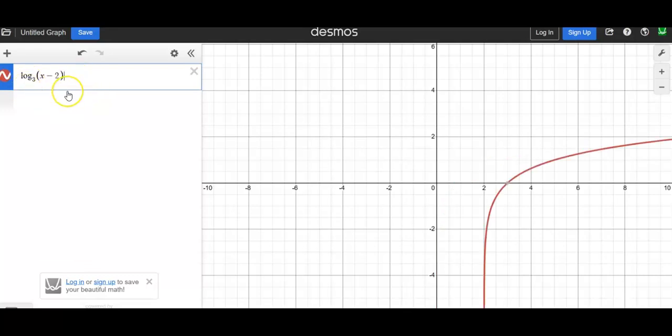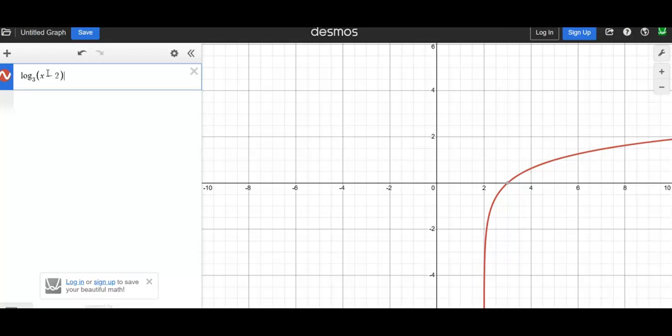If I don't know those rules off the top of my head, or I just want to verify or discover, I can graph that in Desmos, and I can see that my vertical asymptote is 2, which tells me that my domain is 2 to infinity. It also tells me what my ends are doing: I'm approaching 2 on the left side, the left end is going down, and I can see what the right end is doing.